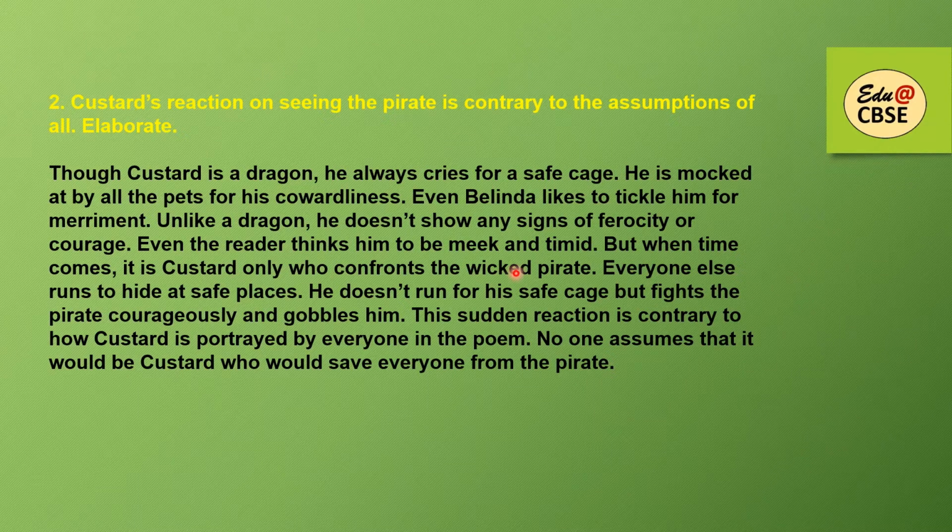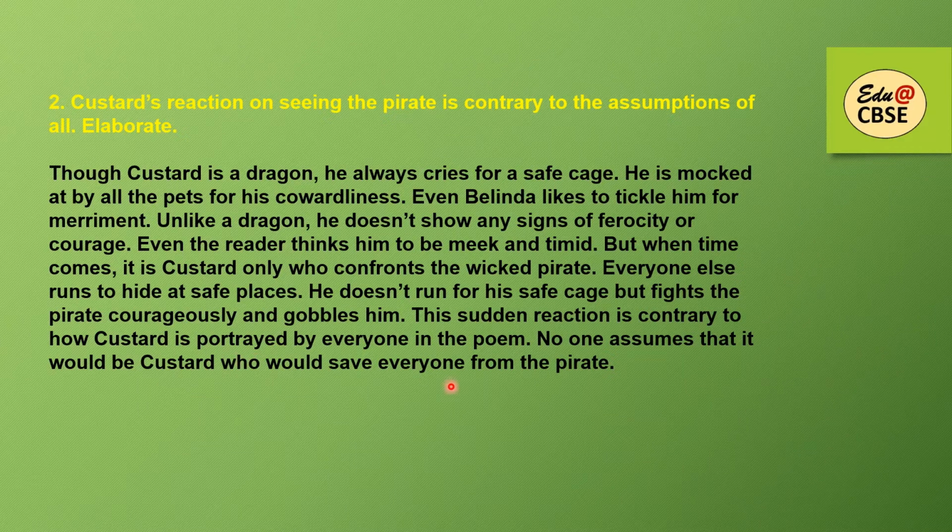So क्योंकि सब ऐसे बोलते हैं, so even the reader finds कि ये जो Custard dragon है ये बाकी dragons की तरह नहीं है. But when time comes, it is Custard only who confronts the wicked pirate. Everyone else runs to hide at safe places. He doesn't run for a safe cage but fights the pirate courageously and gobbles him.